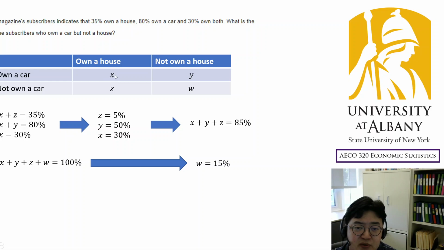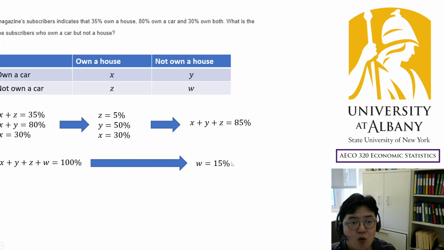So it makes the problem easy. We know x equals 30%. By comparing x plus z with x, you can see that z is only 5%. So x plus y is 80%, but x is 30%. Easily, you can find y is 50%. So of course, x is 30%. If you want to find out w, you have to utilize this information: the sum of all unknowns must be 100%. But we know x plus y plus z is 85%. So as a result, w should be 15%.